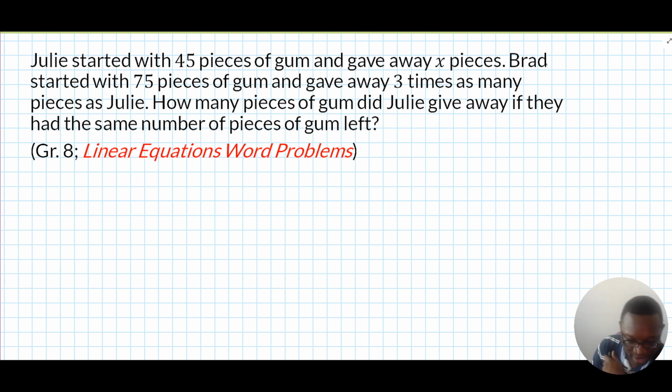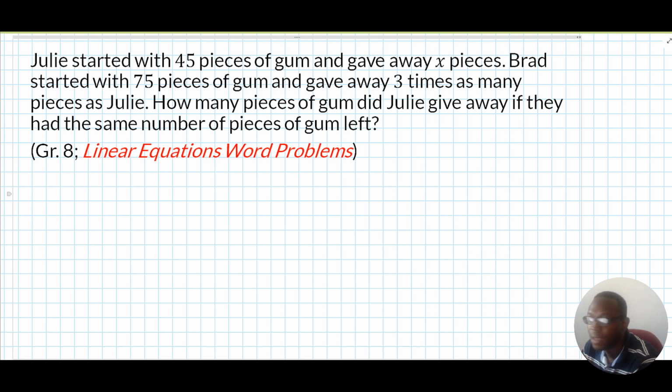Okay, we have some more grade 8 math. Julie started with 45 pieces of gum and gave away x pieces. Brad started with 75 pieces of gum and gave away 3 times as many pieces as Julie. How many pieces of gum did Julie give away if they had the same number of pieces of gum left?